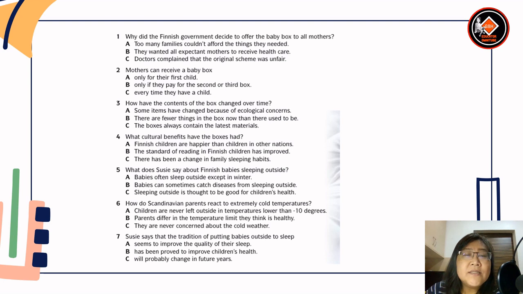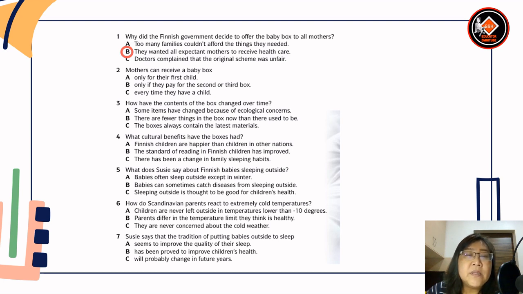Dear students, let's look at the answers to these 7 questions. Why did the Finnish government decide to offer the baby box to all mothers? A. Too many families couldn't afford the things they needed. B. They wanted all expectant mothers to receive health care. C. Doctors complained that the original scheme was unfair. So the answer is B.